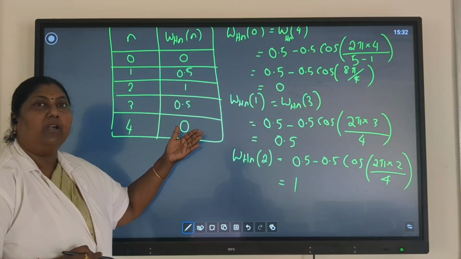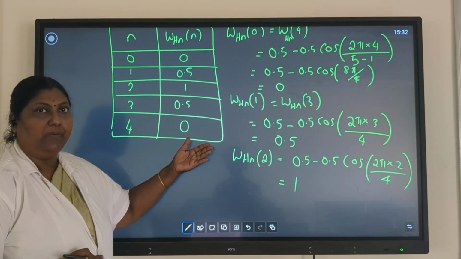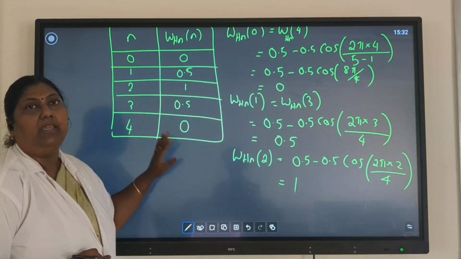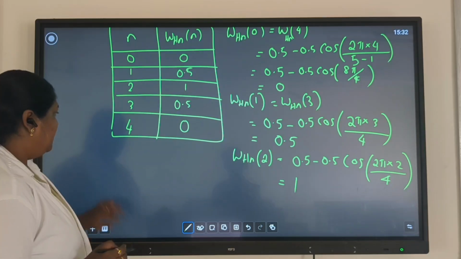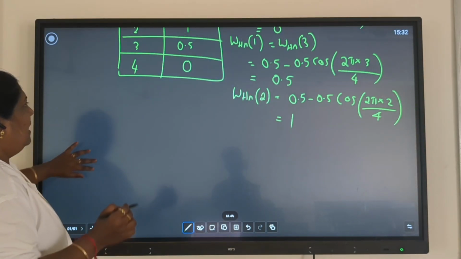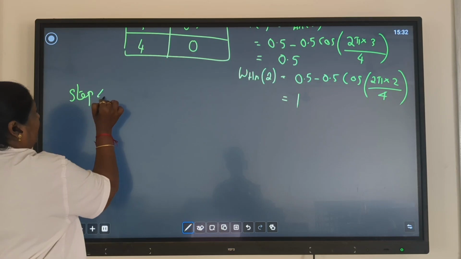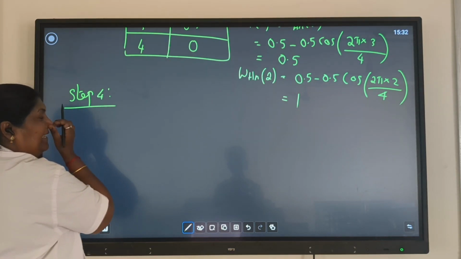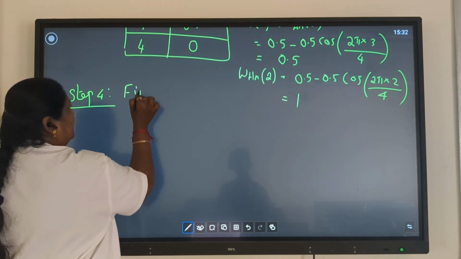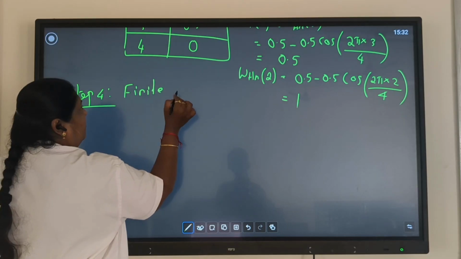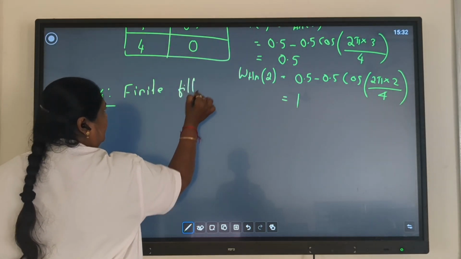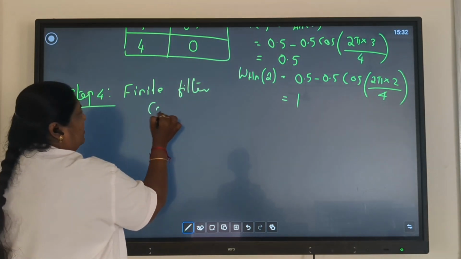In step 2 I have got the infinite impulse sequence values. In step 3 I have got the window values. So the next step is step 4. I want to get the finite filter coefficients.